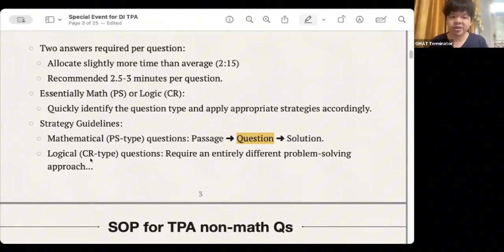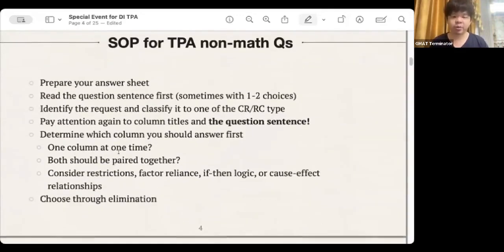But if it's a logic-related question that is the non-mathematical type of TPA, then you'll need a completely different problem-solving approach. This is quite different from what we just discussed for the math-related questions. So what is this completely new problem-solving approach? First of all, I recommend that you prepare your scratch paper.